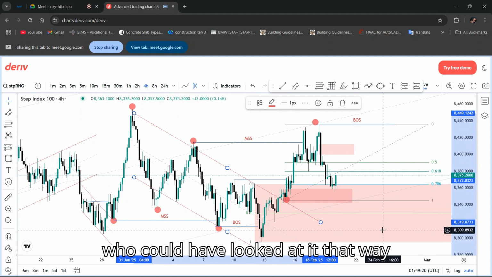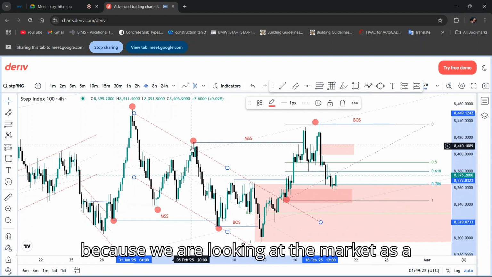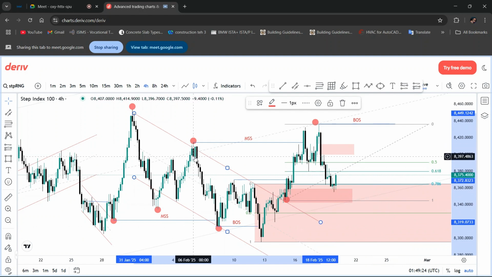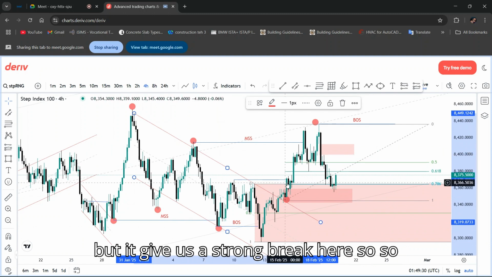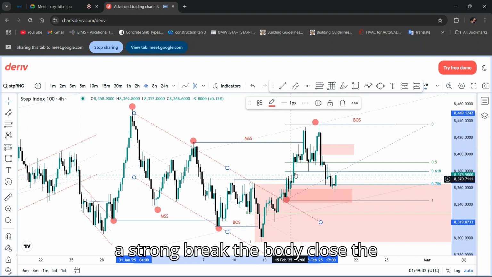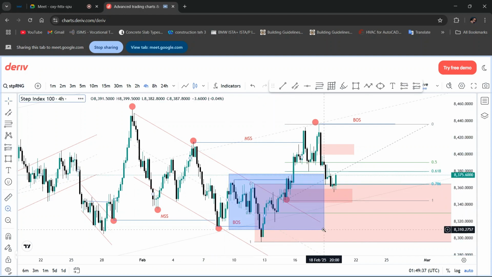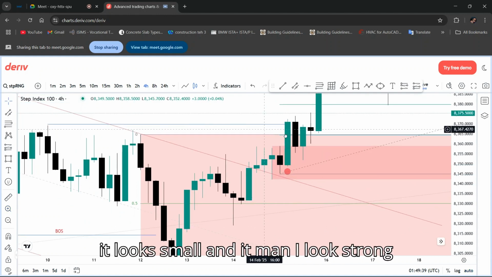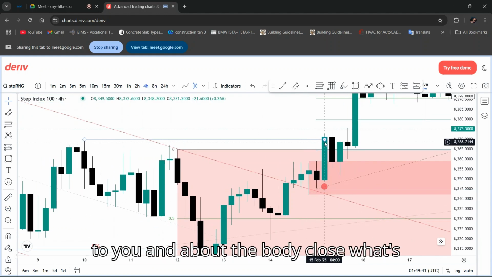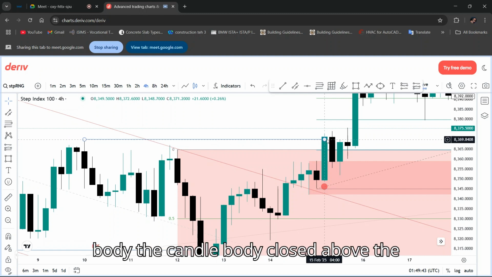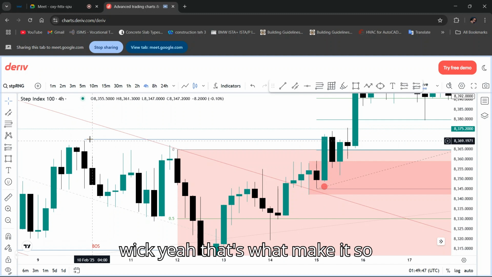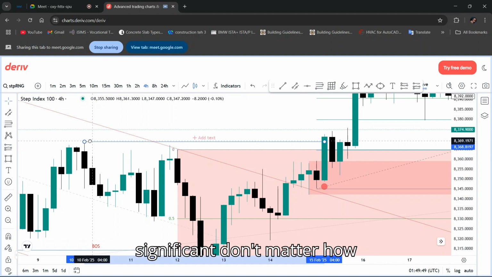We could have looked at it that way because we're looking at the market as a downtrend. But it gave us a strong break here, so this was a strong break. The body close above the wick. It looks small and it might not look strong to you, but what's significant about this is that the candle body closed above the wick. That's what makes it so significant.